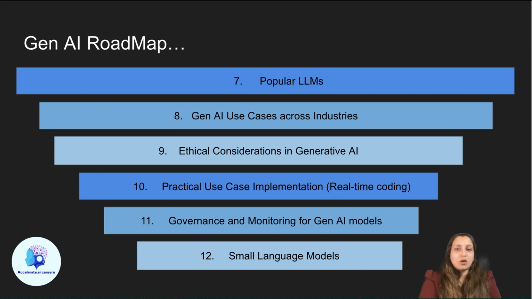The next thing would be some popular LLMs. So we'll be talking about Granite from IBM, Llama from Meta, and of course, ChatGPT from OpenAI. So we'll be discussing all these models. Why are they popular? What are the good use cases to implement on them? How can you customize them? How can you work on them? Followed by some generative AI use cases across industries, like which industry, which business is preferring what kind of use case. And then we'll talk more about ethical considerations in generative AI.